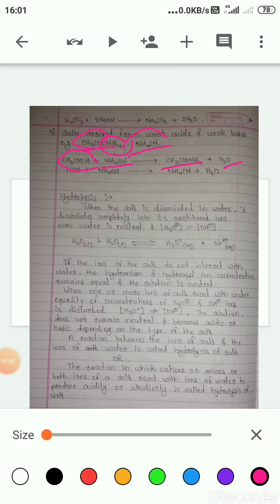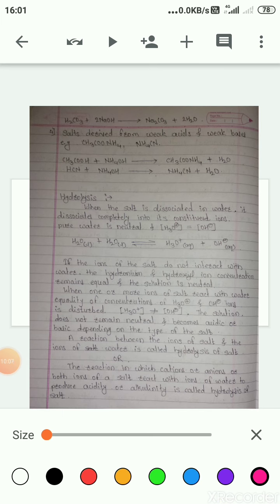The second example is ammonium cyanide. For ammonium cyanide, we can use hydrogen cyanide plus ammonium hydroxide. Okay, NH4 from the ammonium hydroxide and CN from the cyanide. It forms ammonium cyanide with water molecule.